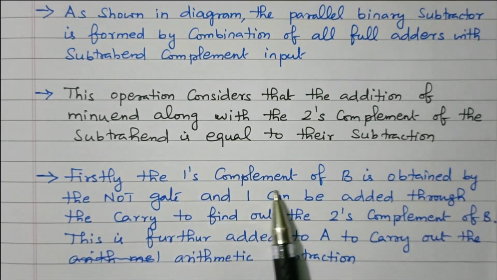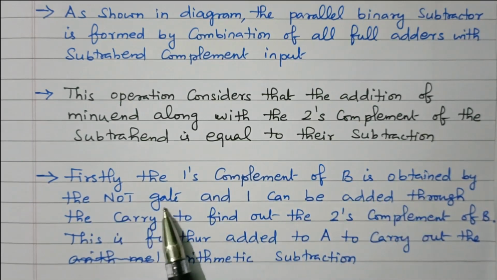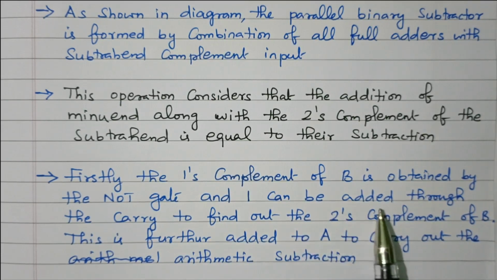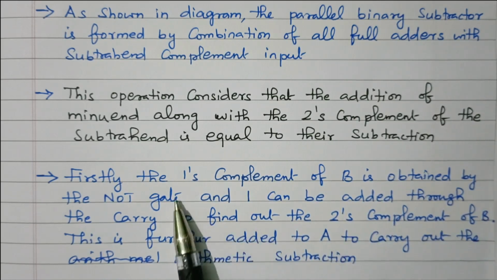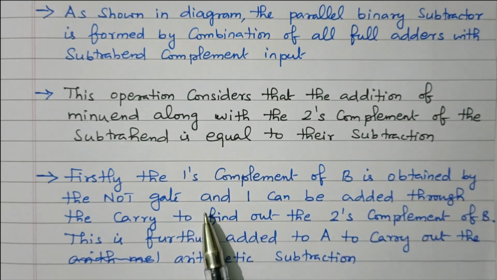Firstly, the 1's complement of B is obtained by the NOT gate, and 1 can be added through the carry to find the 2's complement of B. Right? First, using the NOT gate, the 1's complement is obtained. Adding the 1 using the carry, it is converted into the 2's complement. This is further added with A to carry out the arithmetic subtraction. So the first number added with the 2's complement of the second number is equivalent to subtraction.